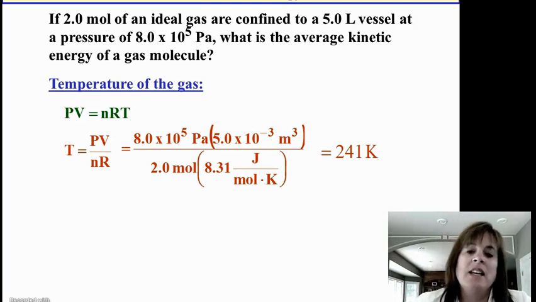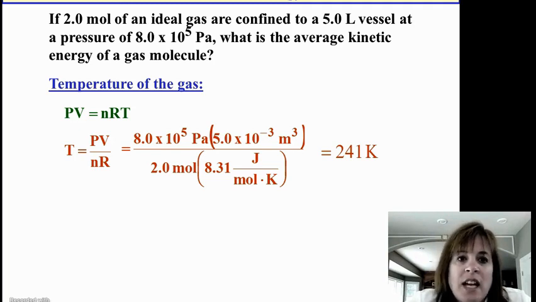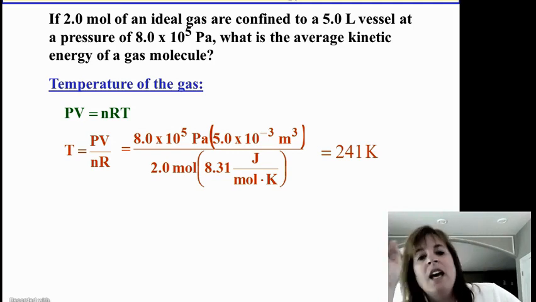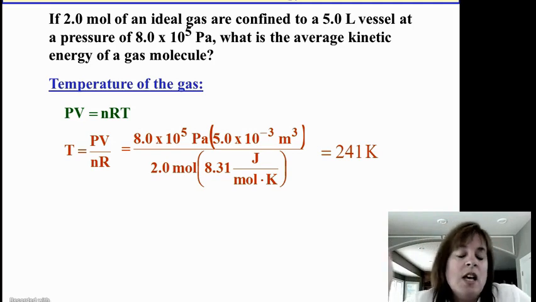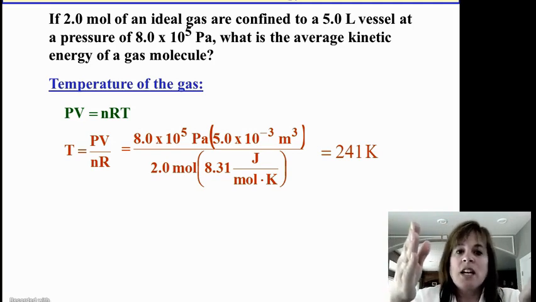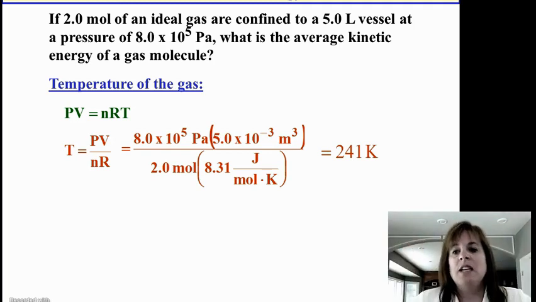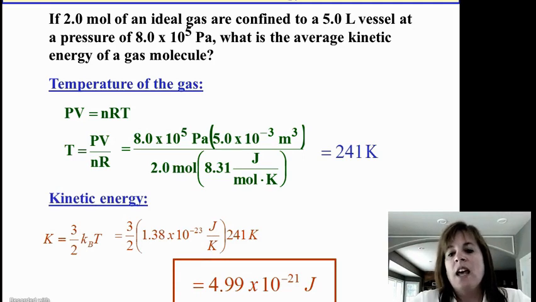Now we have to plug that into our average kinetic energy equation. In this case, I only asked for the average kinetic energy of a single gas molecule. So you don't have to worry about multiplying by the amount of moles or the number of molecules. So we can just use the equation that says the average kinetic energy of a gas molecule is 3/2 k_B times T. So we plug that into our equation, and you should have gotten about 5 times 10 to the negative 21st joules.